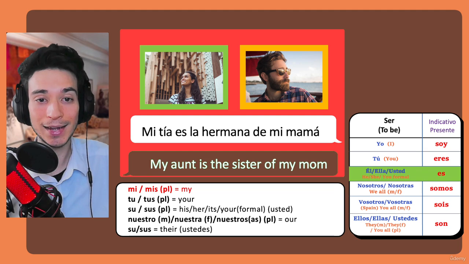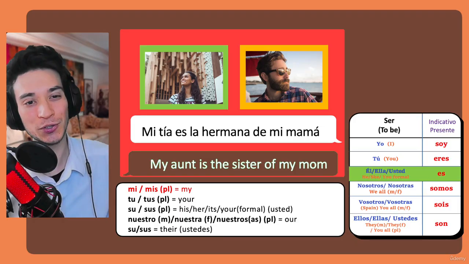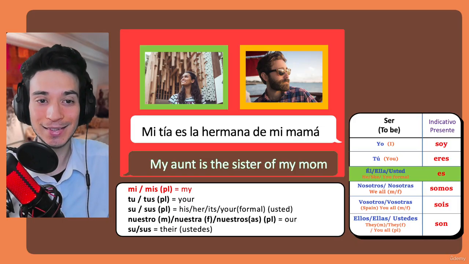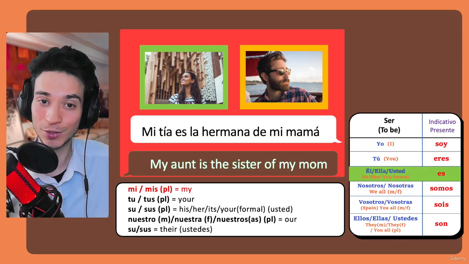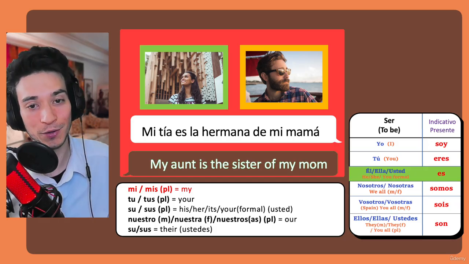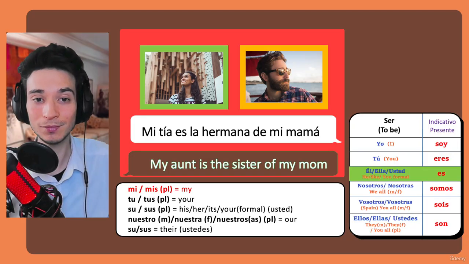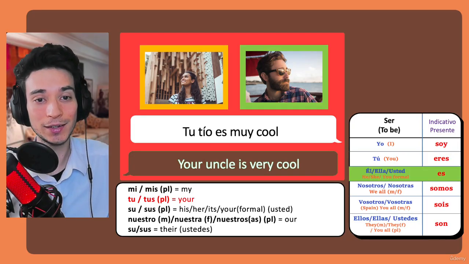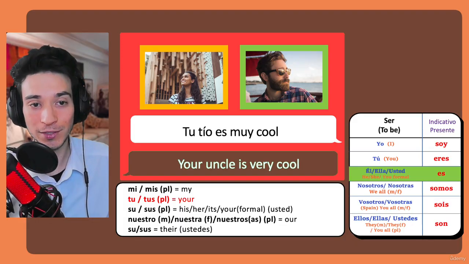Mi tía es la hermana de mi mamá. So we're actually using lots of words that we just learned today. Mi tía, my aunt, es la hermana, is the sister, de mi mamá, of my mom. My aunt is the sister of my mom. And the next one is tu tío es muy cool. Your uncle is very cool.